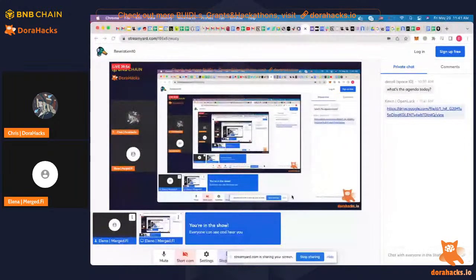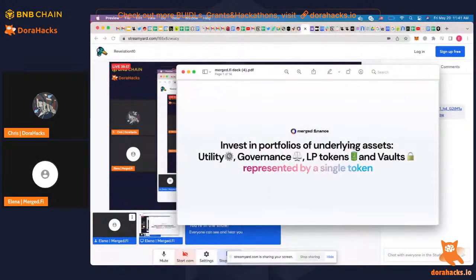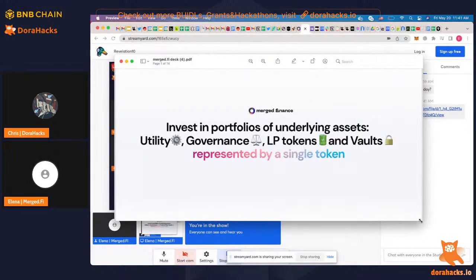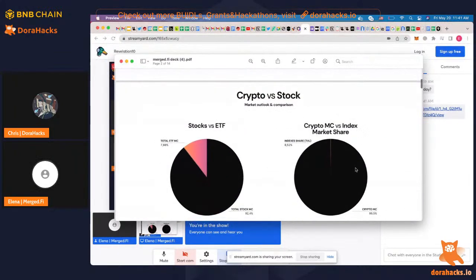Okay, and I would like to start the presentation and tell you a little bit more about what Merged Finance is. Merged Finance is a cross-chain index protocol for investing in different types of assets represented by a single token. We came up with the idea about 2 years ago, but we think it was too early for this project. But now that DeFi has started growing and there are more and more tools for DeFi, it's the right time to do this project.